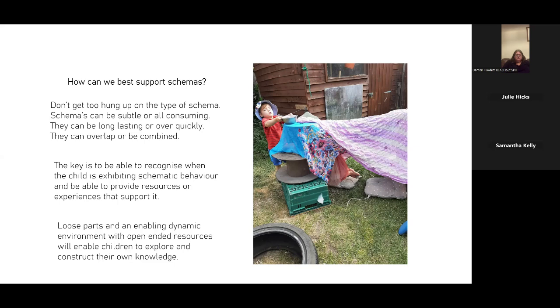But this is also really where I would argue that loose parts and an enabling dynamic environment really come into their own, because children don't need fancy things to support their schemas. They need to be able to look around them in their environment and use what they see. Because as well as all the schema stuff, it's also supporting critical thinking and all that lovely knowledge that we want children to have, hasn't it?